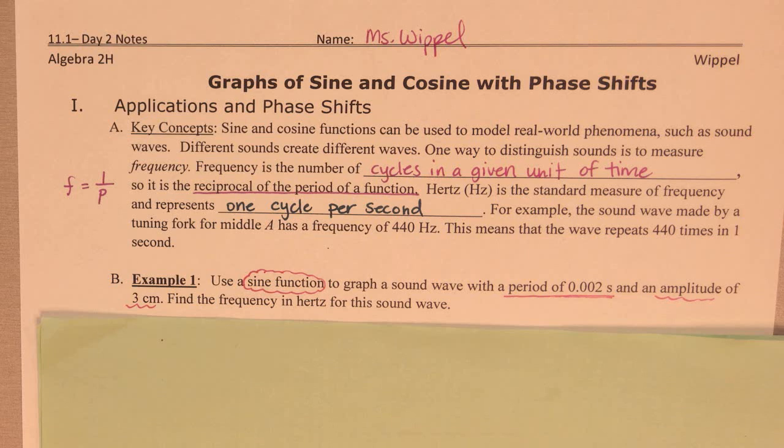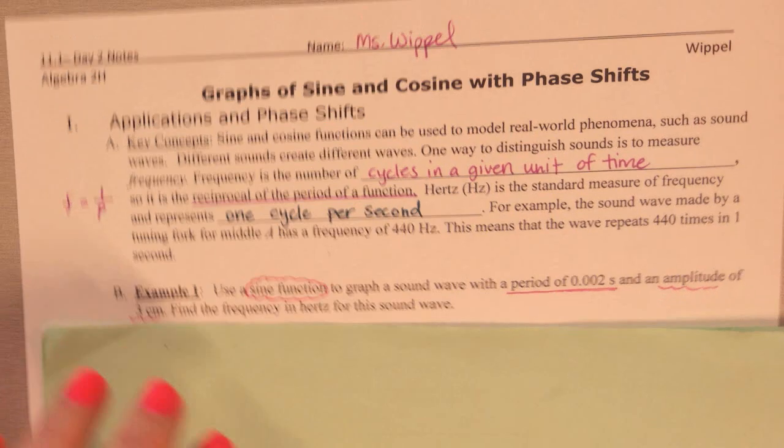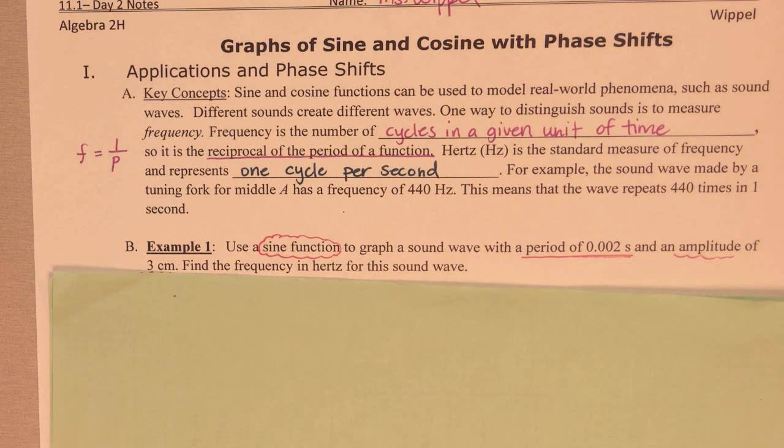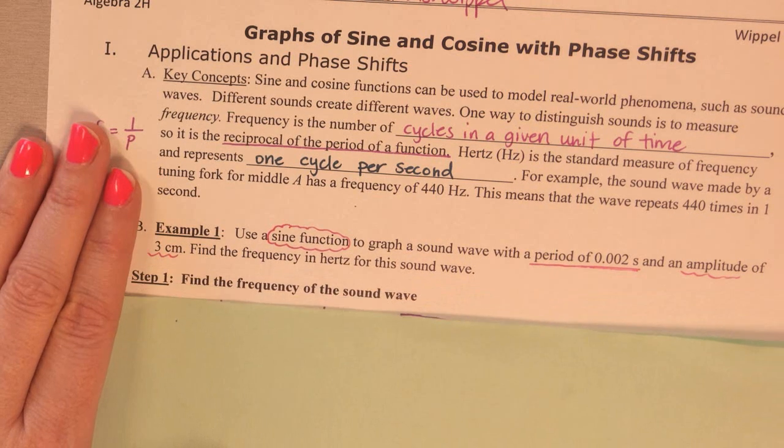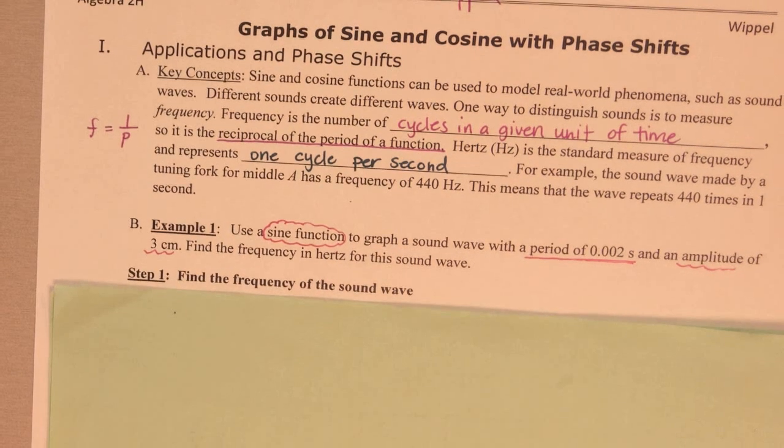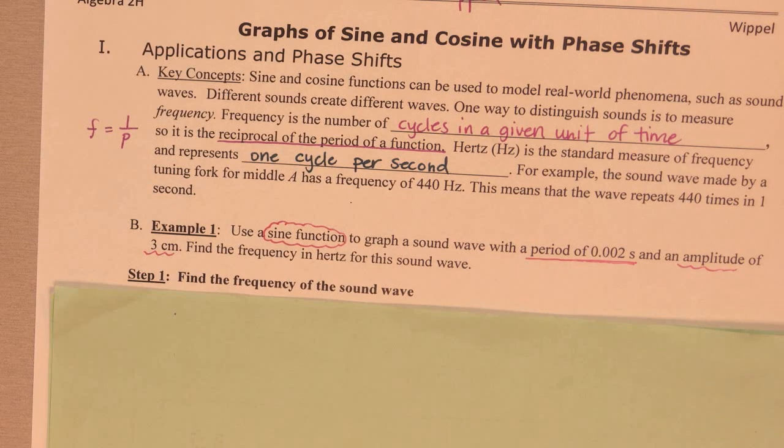Alright, so when we're using the sine function, they give you the period, they give you an amplitude. We're going to find the frequency in hertz for the sound wave. This is something you could do with or without a calculator. Good, so you guys set up your first equation. If you have not yet, I want you to find the frequency. So use the frequency equals 1 over p.